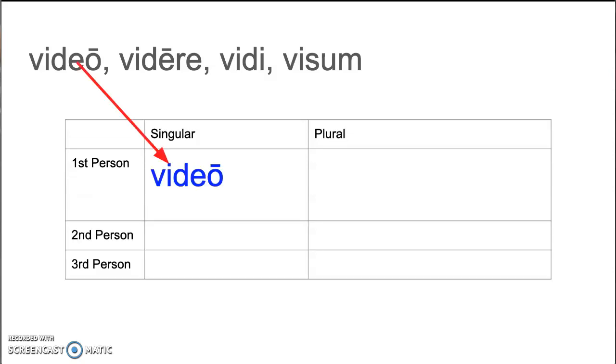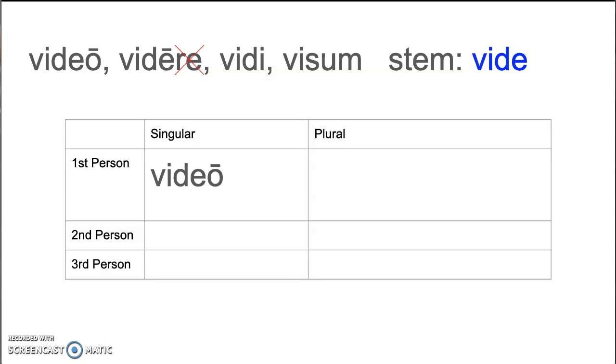Step one, we drop and stop. We take the first form, video, and we put it in the first person singular slot. We don't add anything to it. We don't take anything away. Next, we get our stem. We go to the second form, the infinitive. We chop off the re, and the part that's left over, vide, that's our stem.